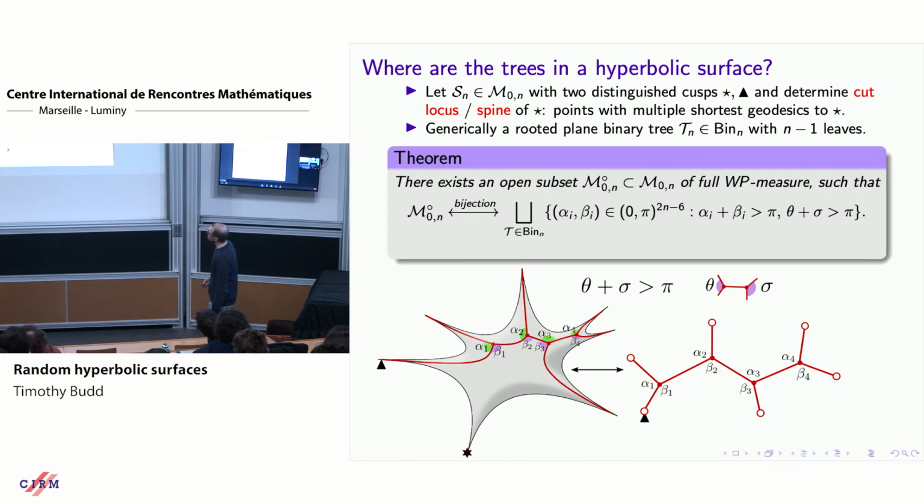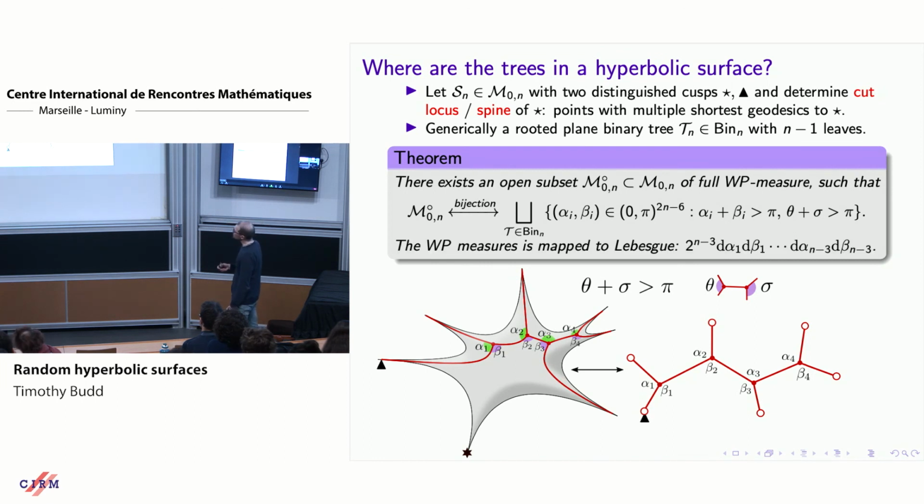So the main bijective theorem here is that there exists an open subset of the moduli space that has full Weil-Petersen measure, such that this is really a bijection with the family of all plain binary trees that are rooted at the other distinguished cusp, together with assignments of angles to the vertices. The only constraints that these angles have to satisfy is that all the angles are between 0 and pi. So if I only specify 2 of the angles, I have to make sure that the third one is also smaller than pi, so that's the first relation. And then the second relation is that whenever I have an internal edge of the tree, the opposing angles have to add up to larger than pi.